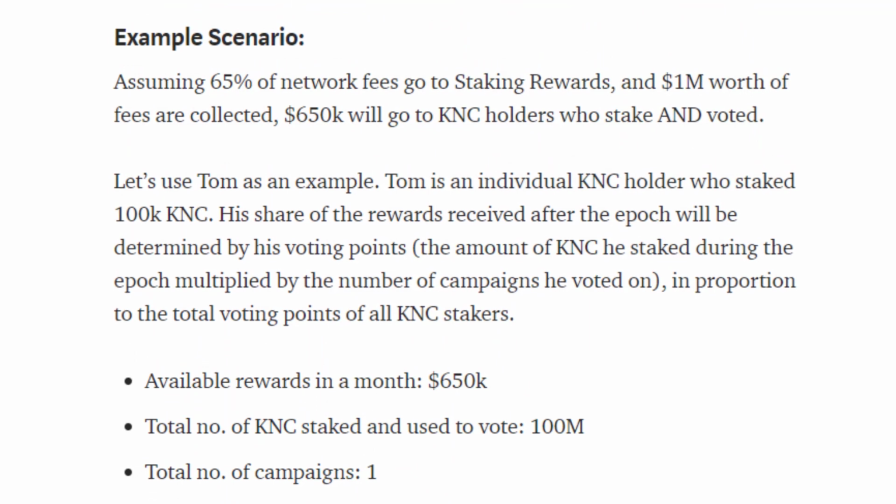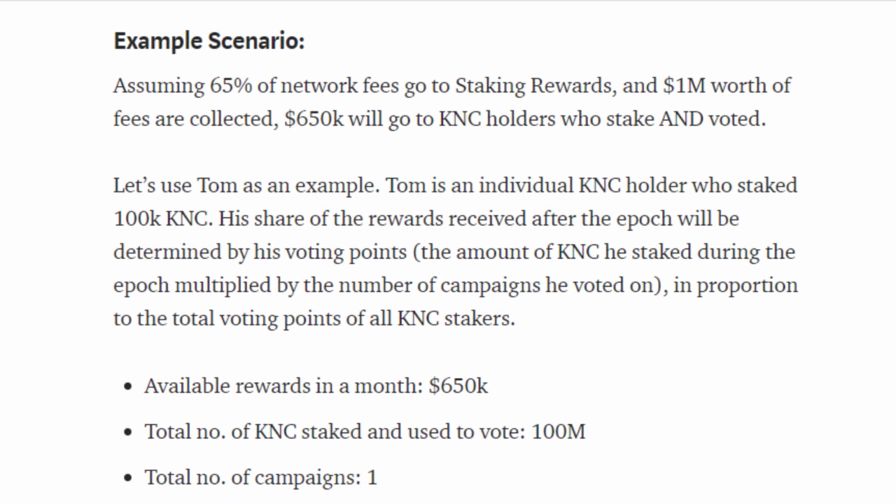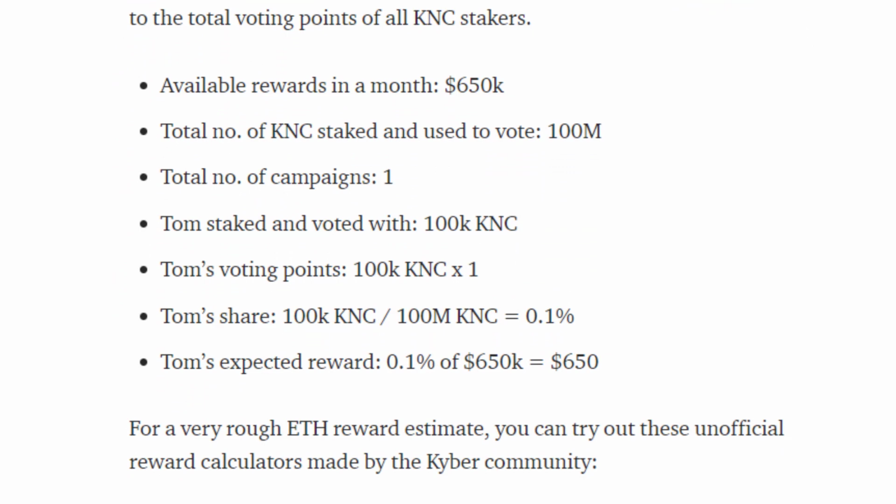Let's say after voting, we've collectively decided that 65% of the network fees will go towards staking rewards. $1 million worth of fees are collected. This means $650,000 will go to KNC holders who stake and voted. Let's say you have 100,000 KNC tokens. The available rewards in the month are $650,000. The number of KNC staked and used to vote is 100 million.